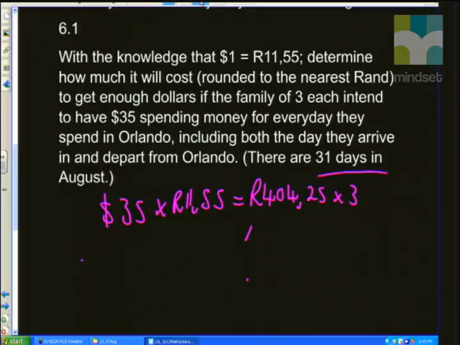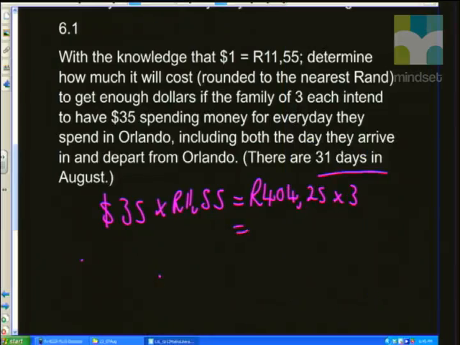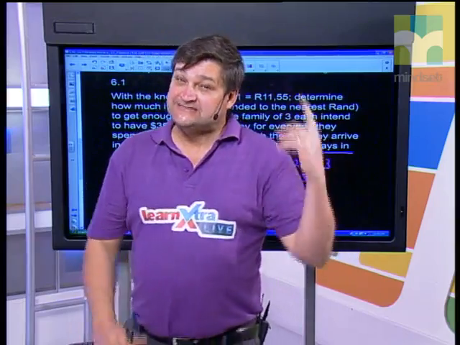I'm just going to try and get rid of this little weird line that I've drawn here. Okay, so what are we going to land up with? We're going to take out our calculator and say we got 404.25, multiply that by 3, and we're going to get an answer now of 1,212 Rand 75. 1,212 Rand 75 cents is what the family need every day. Now, how many days is the family staying there?